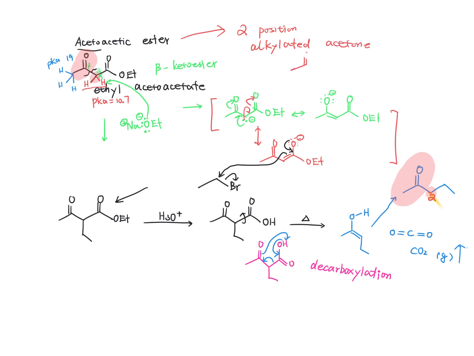So you have this side, and then the other side you have this R group introduced. So this one, we introduce one R group. You can also keep going to introduce two R groups at this alpha position to give you the dialkylated acetone. Now let's look at one example.